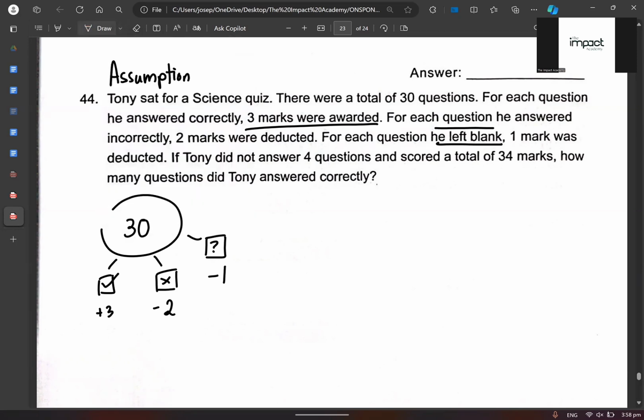Now, if you leave the question blank, I will minus 1. Fair or not? Well, that is not up to us to say. Now, what we want to do is, of course, to read the next part, which is over here.